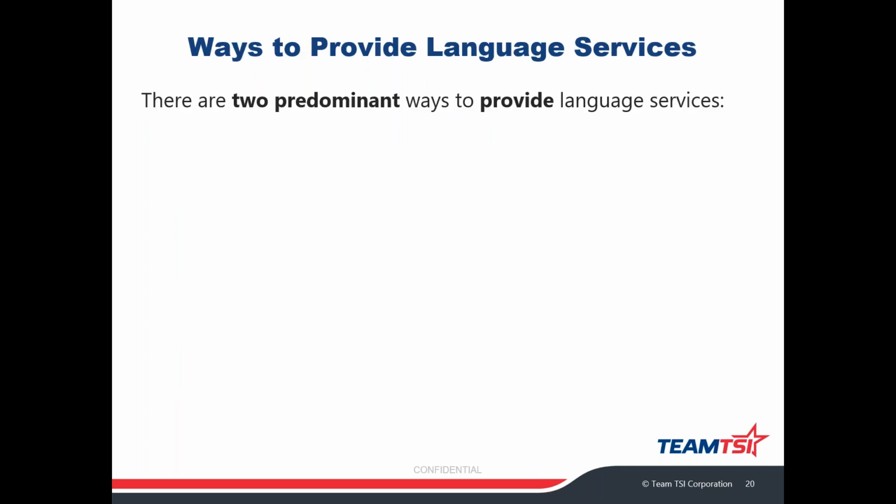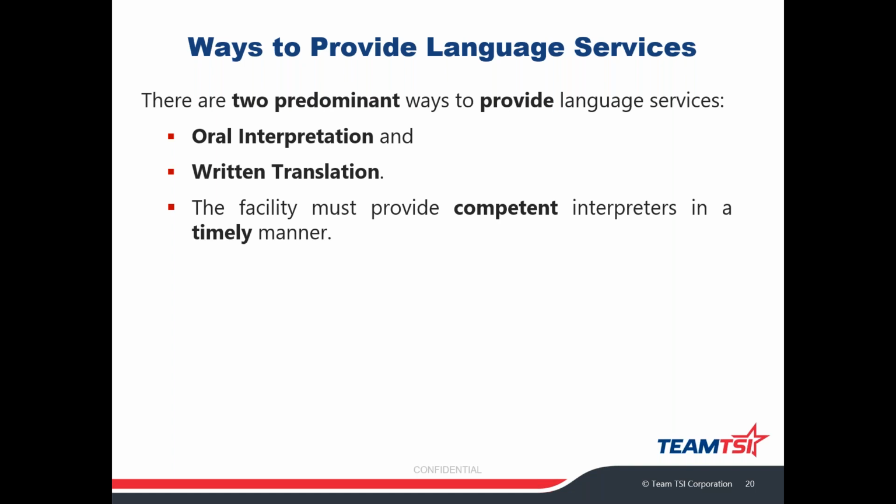So, ways to provide. Now we've gone through the 4 steps. Now we have to look at, how do I provide that service? There are 2 predominant ways. They are oral interpretation and written translation. There are only 2 ways you can do this. You must provide competent interpreters in a timely manner.